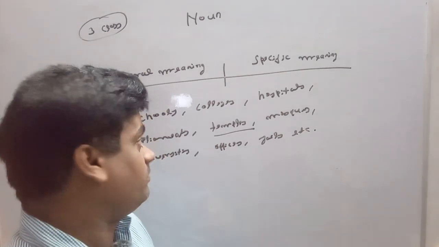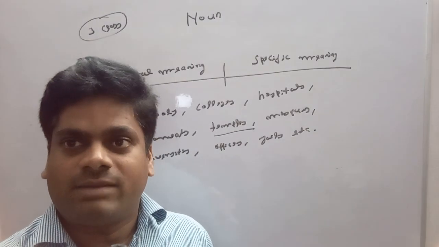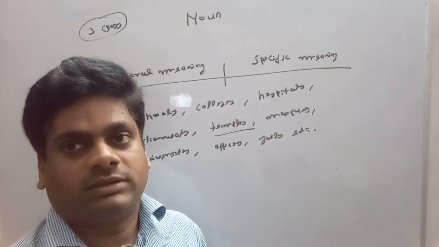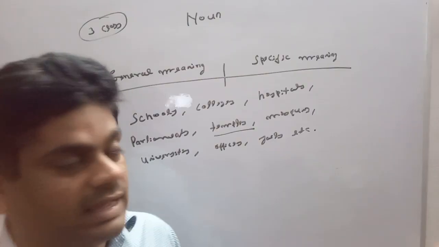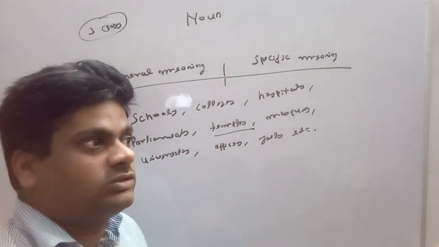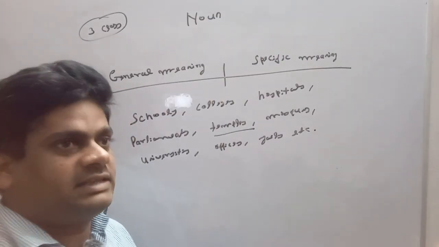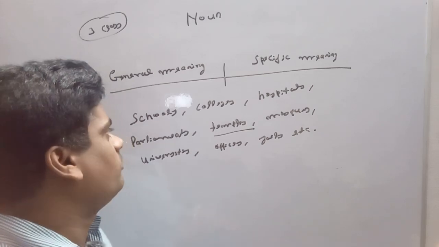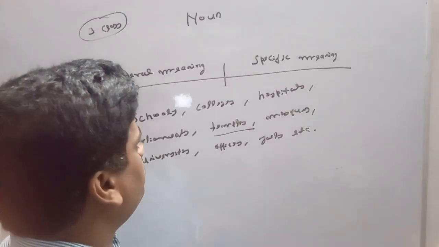But if these places are supposed to be visited for their secondary purpose or for their specific purpose, then we can use article before these nouns. As if the subject is going to school not to study there, but to deposit fee of their children, or her or his own fee, then we can put article before school.